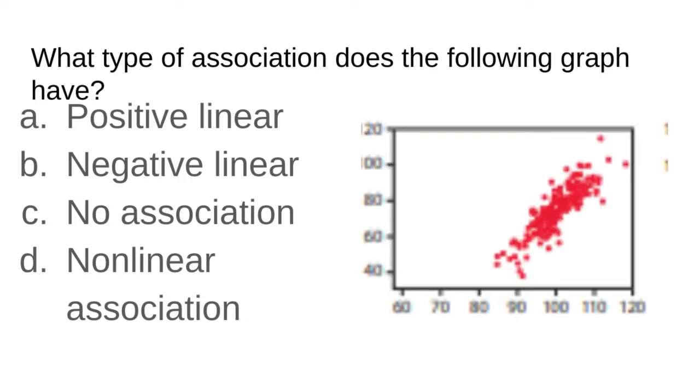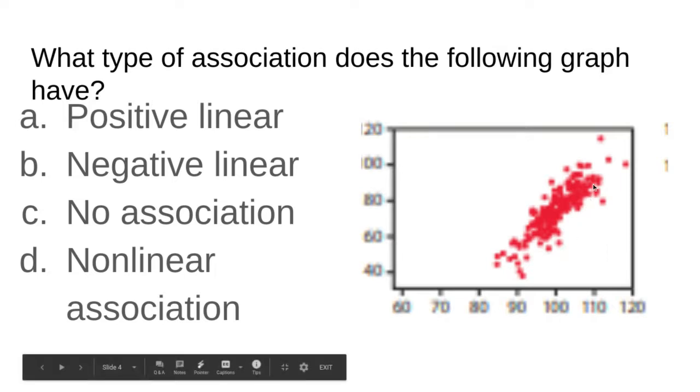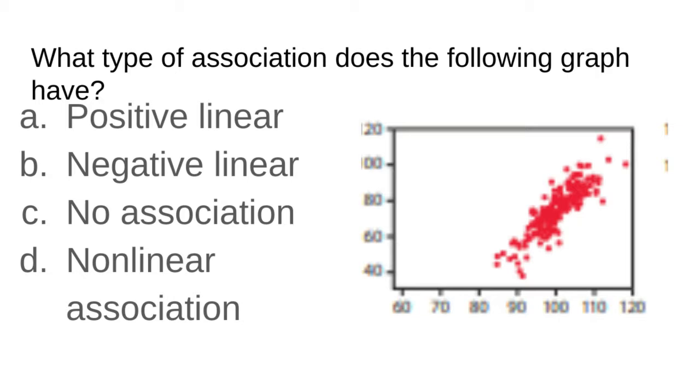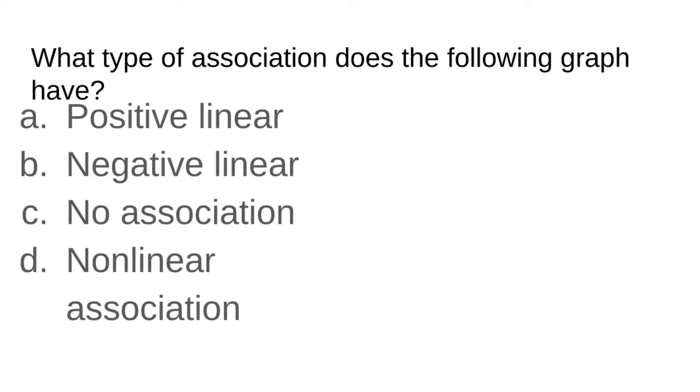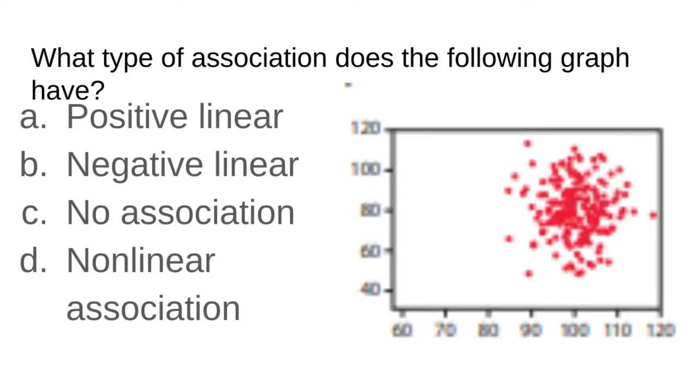All right, so this example right here, it is strong. Those points are really close together. And this time it's going in the positive direction. So from left to right, it's going up. So this would be a positive linear association with a strong correlation. If the points were more spread out, it would have a weaker correlation. Okay, so let's look at another example. So with this type of association here, I can't tell that the points are going up.